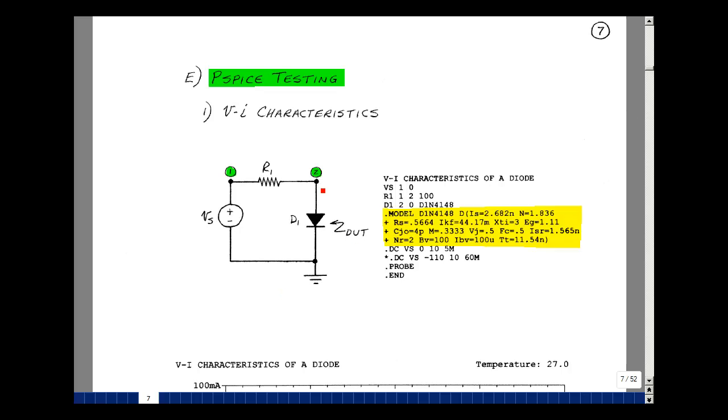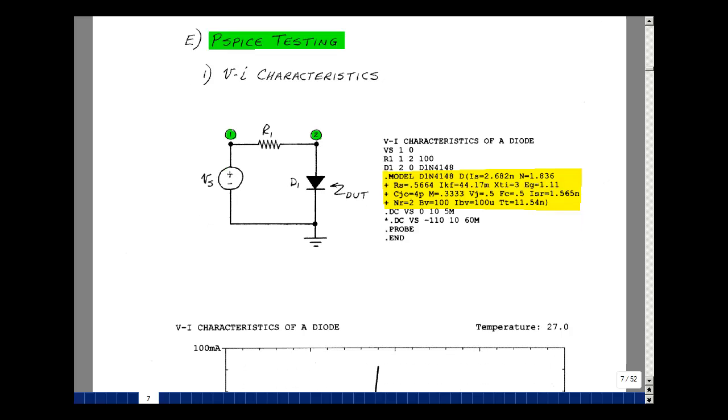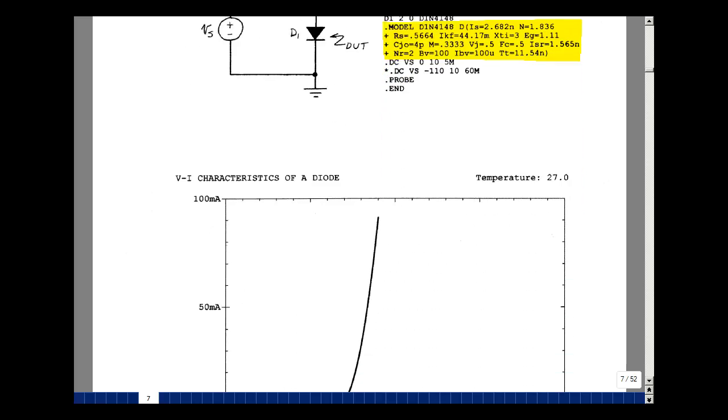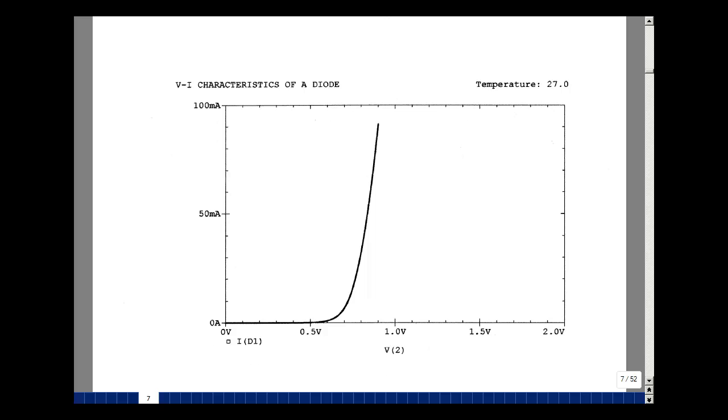I'm going to plot the voltage across the diode and the current through it. I'm also going to refer to these as a device under test, or just DUT for short. Let's take a look at the results. The current through the diode versus the voltage across it, that's node voltage 2. The default here is the swept variable, so you have to change that.